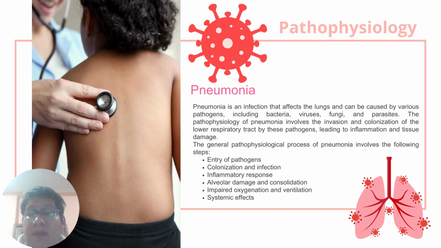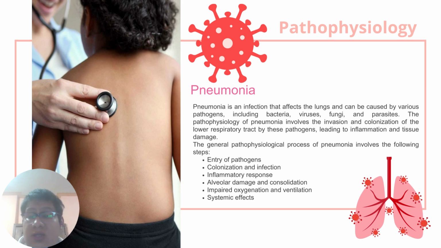Entry of the pathogen. Pathogens typically enter the respiratory tract through inhalation or aspiration. Colonization and infection. Once the pathogens reach the respiratory tract, they might colonize the upper airway or directly infect the alveoli, which are the tiny air sacs in the lung where gas exchange occurs. Inflammatory response. The presence of pathogens triggers an immune response in the body. Immune cells such as neutrophils and macrophages are recruited to the site of infection to eliminate the invading pathogens.